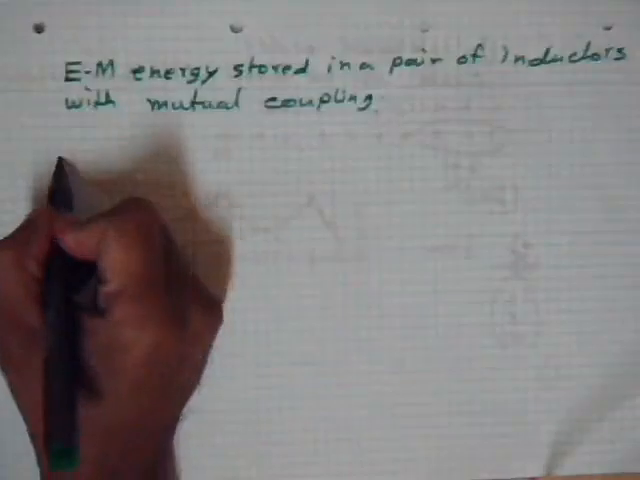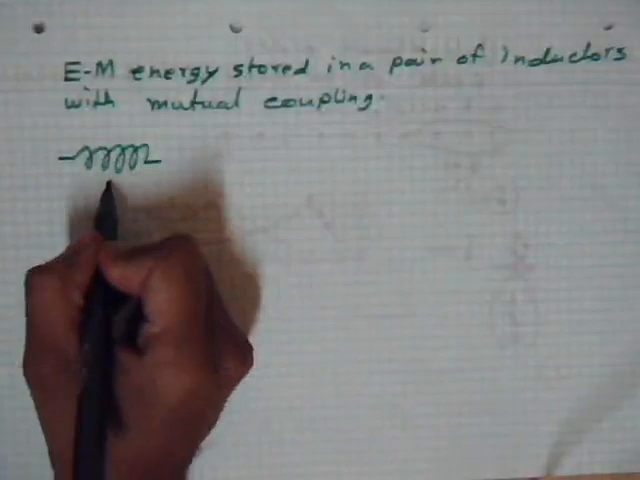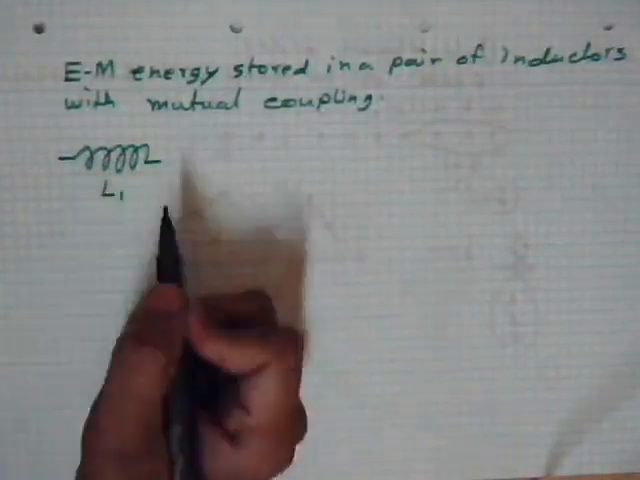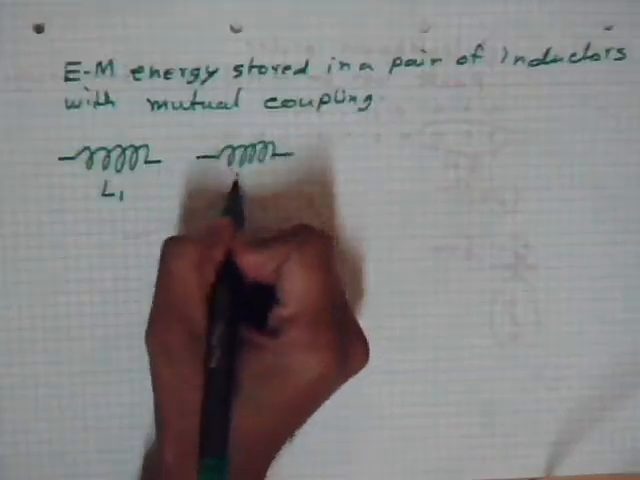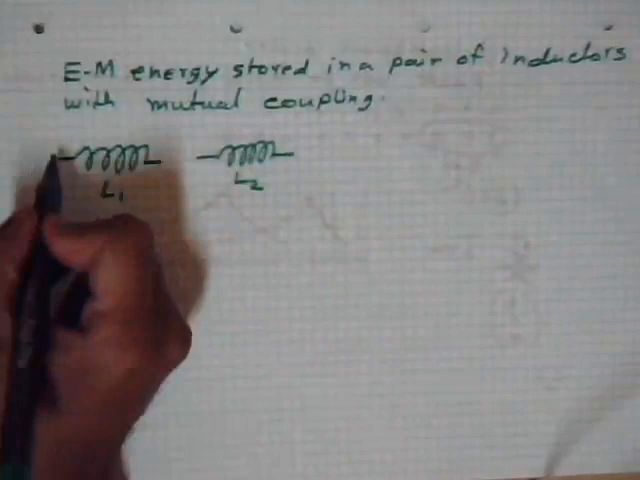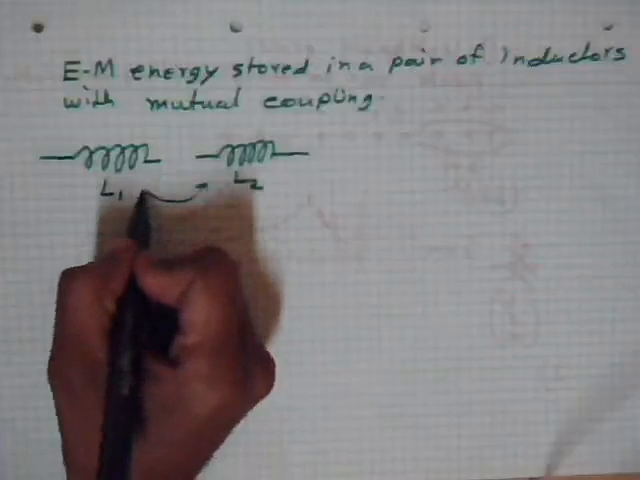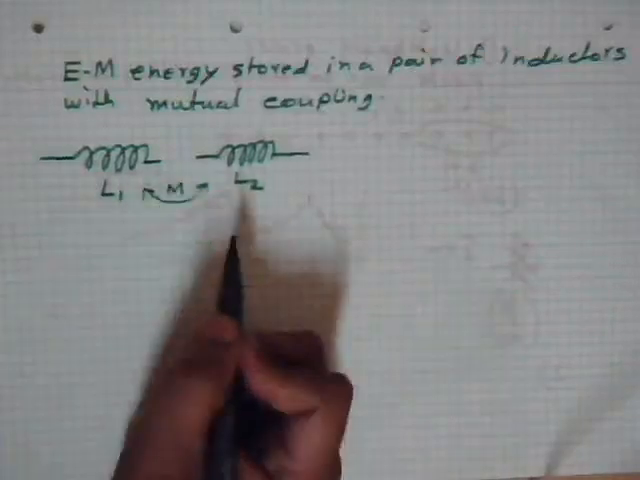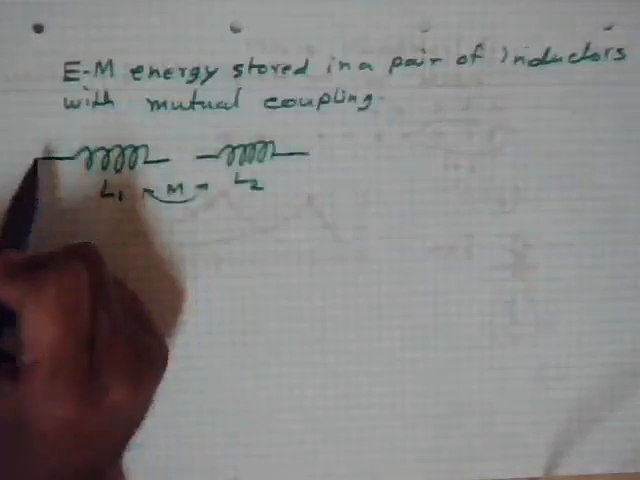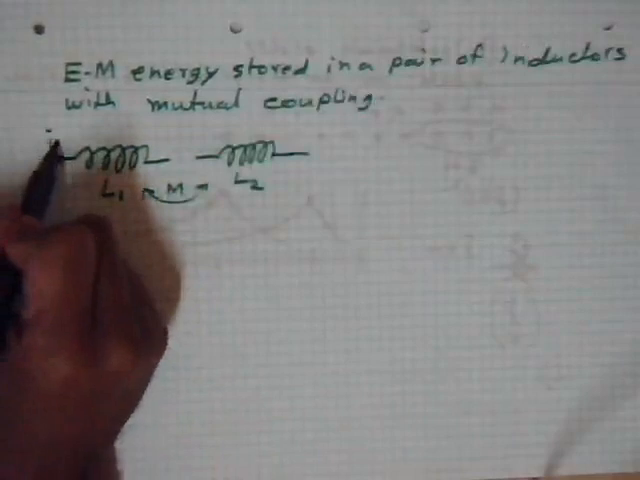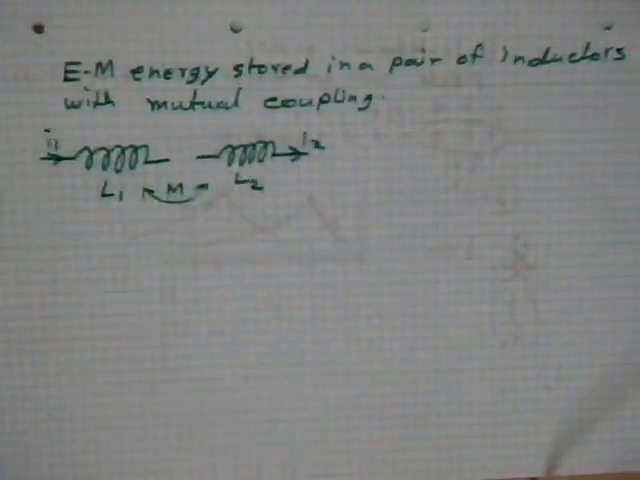So I have two coils, one with self-inductance L1, another with self-inductance L2, and the mutual inductance between these two is M, and I have a current I1 flowing here and I2 flowing there.